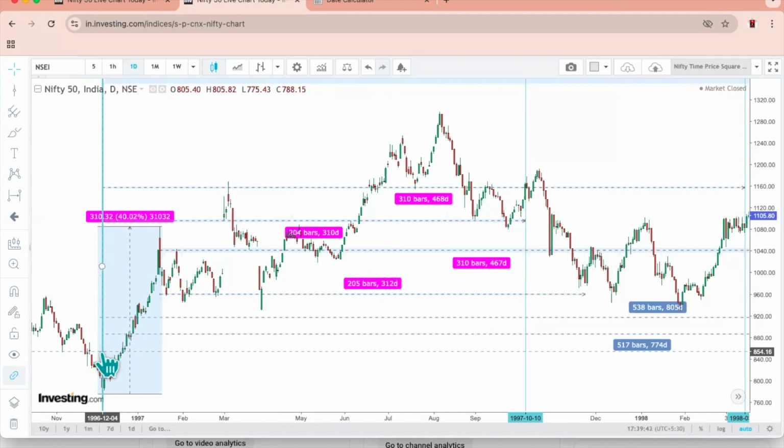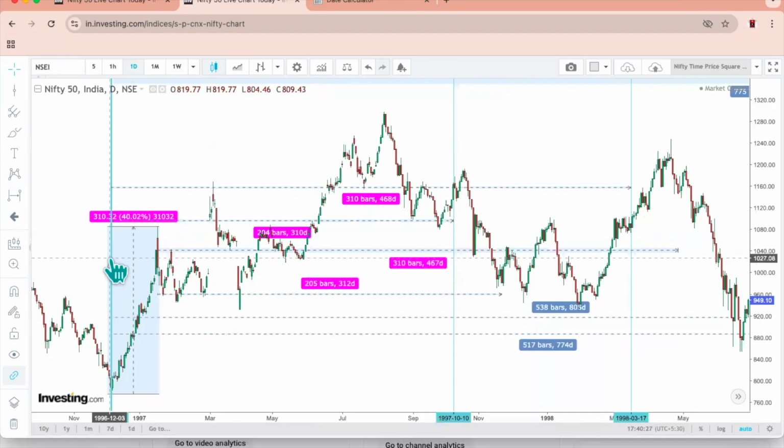So let's look over here from this bottom. If we look for 310 trading days, which are there, so this is 310 trading days and we get a high over here. This high is just nearer to the high that we get across over here. That is an important thing.